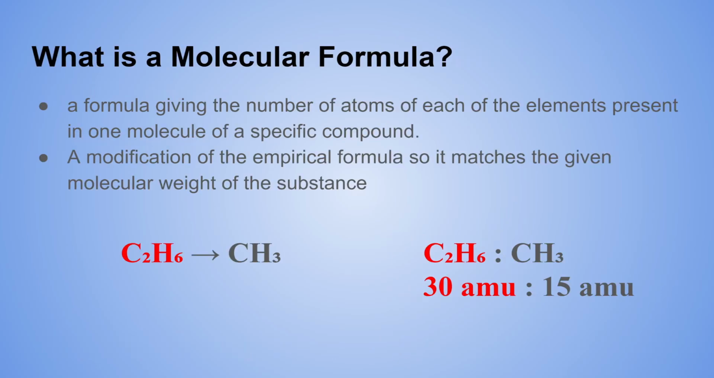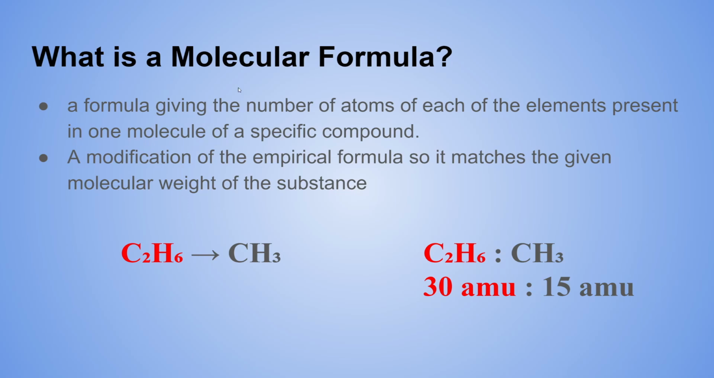So next, we're going to move on to a molecular formula. A molecular formula is a formula giving the number of atoms of each of the elements present in one molecule of a specific compound. It's basically a modification of the empirical formula so it matches the given molecular weight of the substance. And I'll go more on that later.